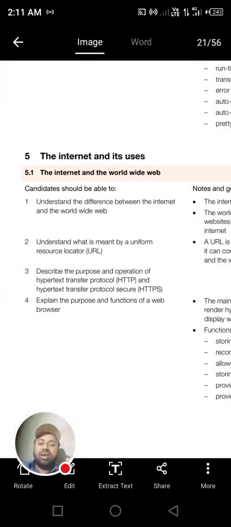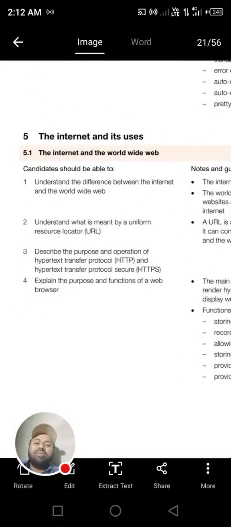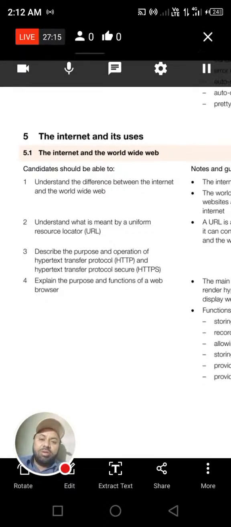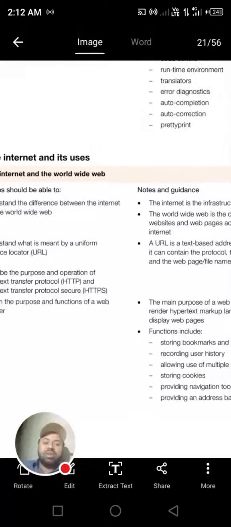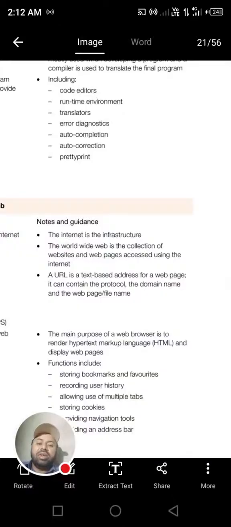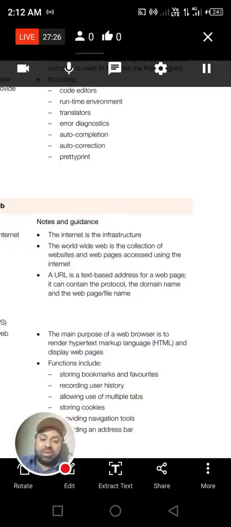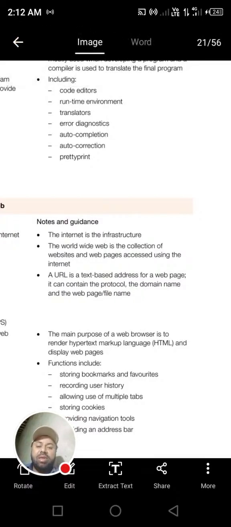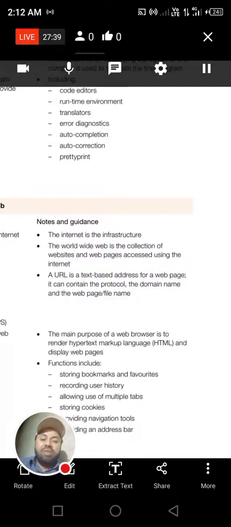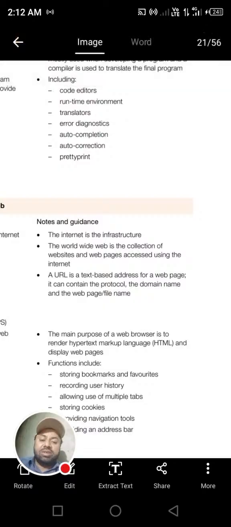Then the internet and its uses. Internet and World Wide Web, mostly you see the www for websites. So understand the difference between the internet and the World Wide Web. The internet is an infrastructure. The World Wide Web is a collection of websites and web pages accessed using the internet. So when we talk about the World Wide Web, it is a collection of different websites and web pages which we see when we scroll down, page after page. But the internet itself is an infrastructure.